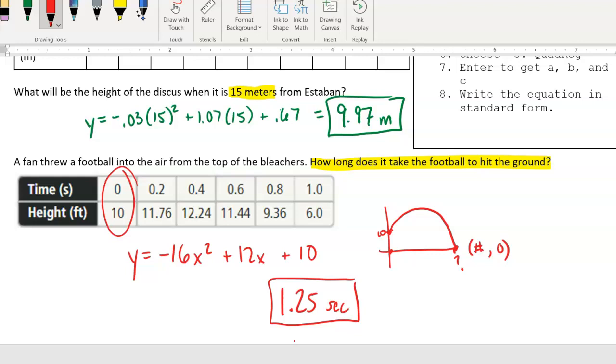All right, so that's it. That's our application. So you guys are done. Good luck as you work on your assignment now.